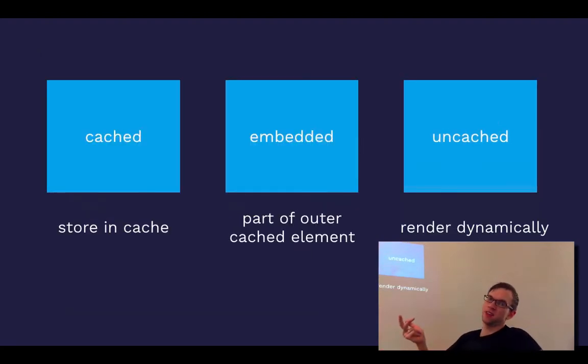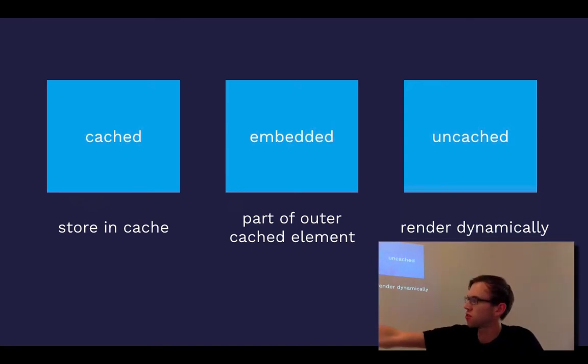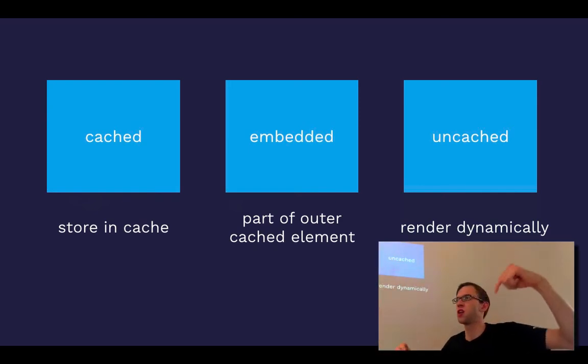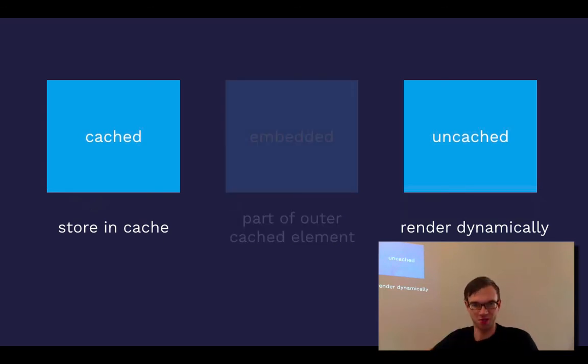And that's basically it. We have these three cache entries. We have cached, creating a new cache breakpoint. We have uncached, which means rendered completely dynamic, and then in between is embedded, which is part of the outer cache element, basically. And there's one more now. Yeah, true.